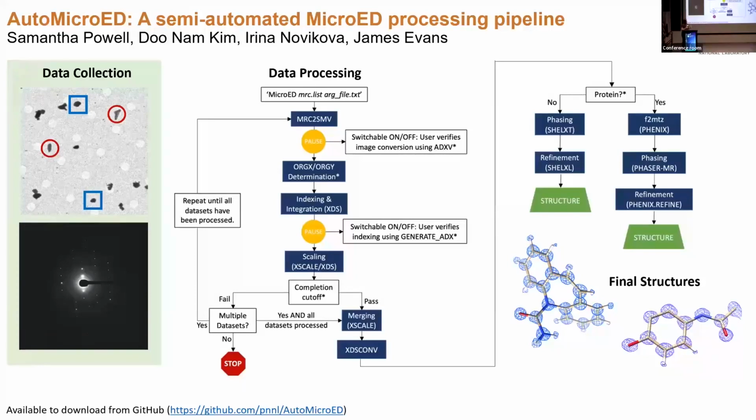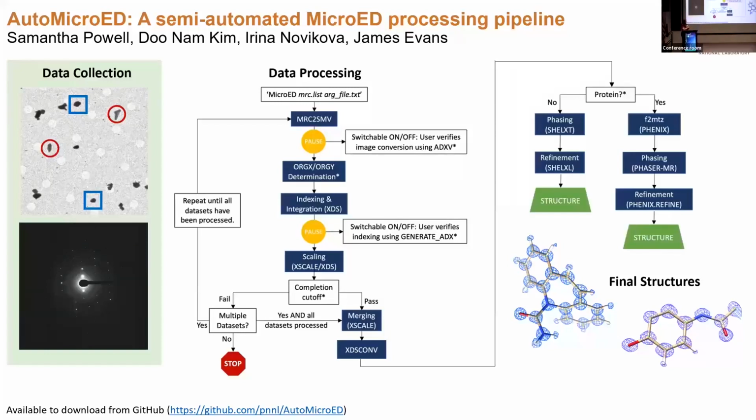What we eventually hope to do is incorporate AI and machine learning at these stages, so that a user does not have to manually go back and make data collection changes. If we can create a pipeline where AutoMicroED communicates with the data collection side to improve data collection, that would be ideal. But as it stands right now, AutoMicroED is a standalone pipeline.